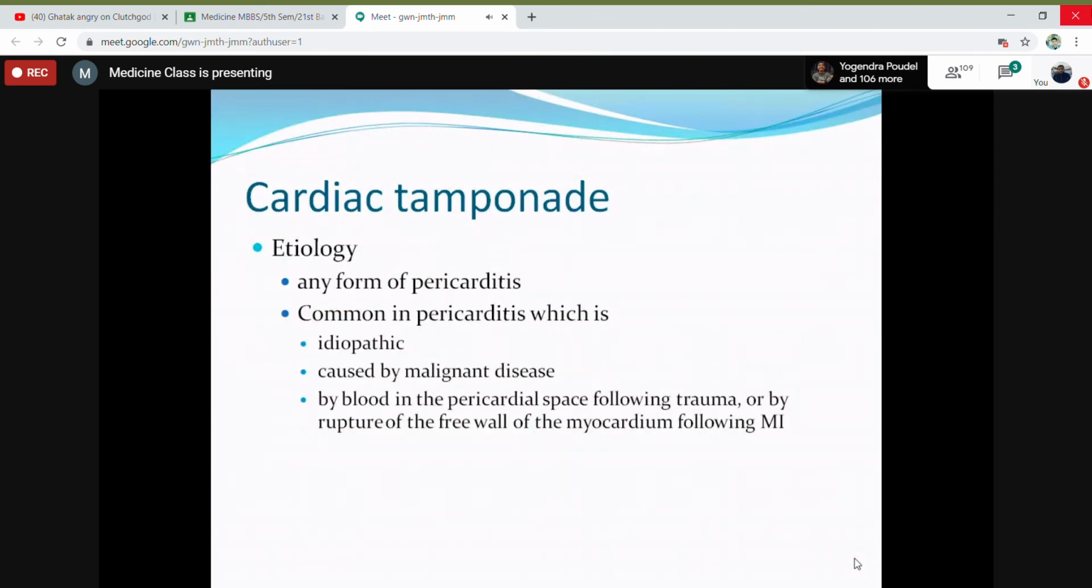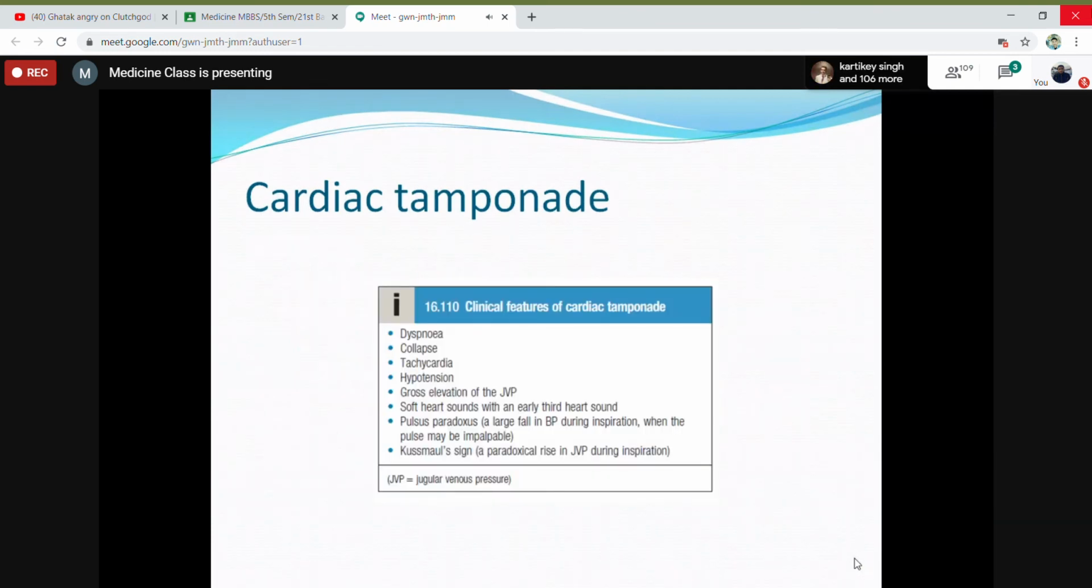Etiology: it may be because of any form of pericarditis, but common in pericarditis which is idiopathic, caused by malignant disease, or by blood in the pericardial space following trauma, or by rupture of the free wall of the myocardium following myocardial infarction.